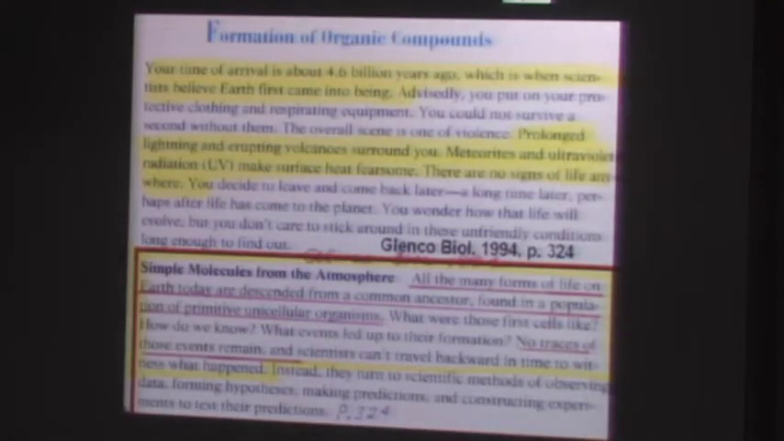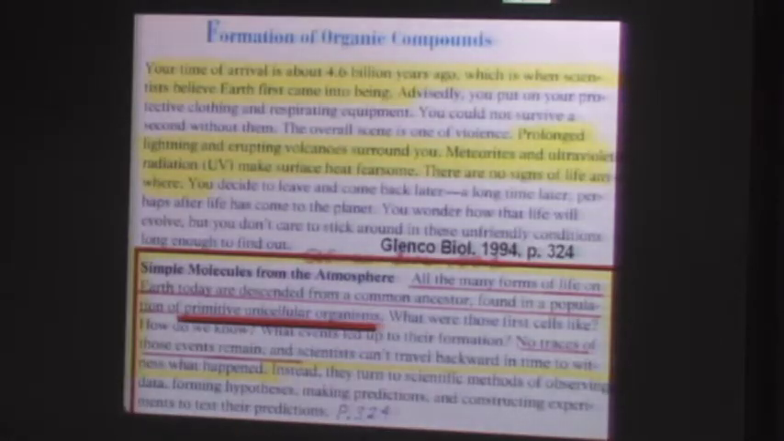But this textbook says, all the many forms of life on Earth today are descended from a common ancestor found in a population of primitive unicellular organisms. There's no such thing as a primitive unicellular organism. If it's alive, it's complicated. We'll cover more on that in a minute. And then it says, no traces of those events remain.